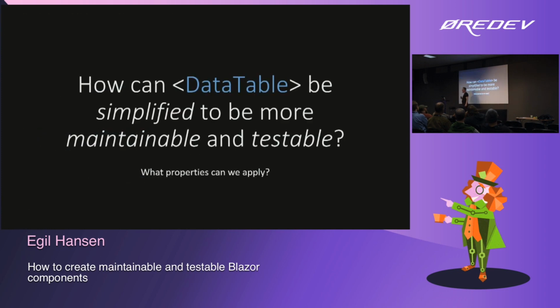So, how can this data table be simplified to be more maintainable and testable? And you might actually say, well, it's quite simple already. What's the point here? And normally, unless I was standing on a stage, I would probably agree and say we're pretty much done here. But let's, for the sake of demonstration, try to see if we can refactor it a little bit and make it even more testable and maintainable.